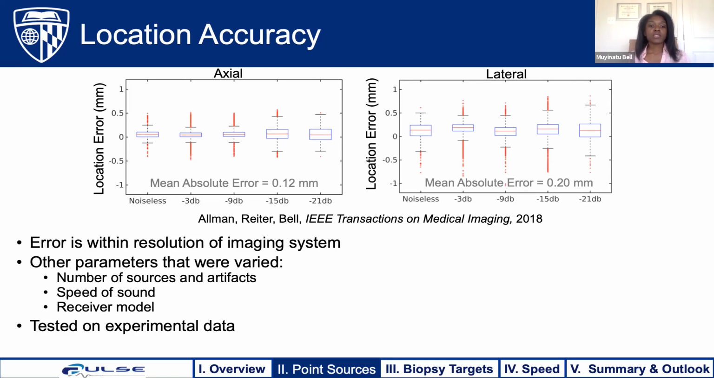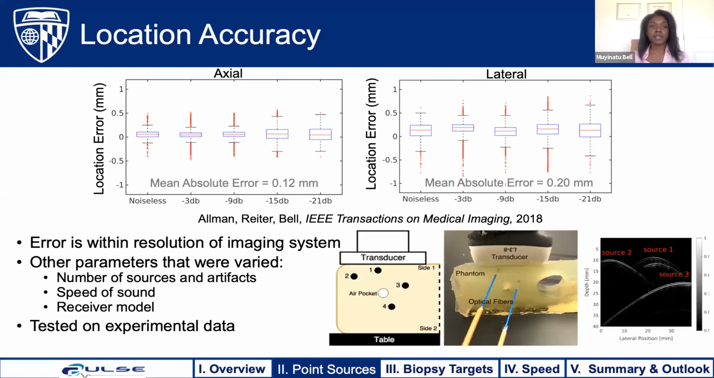And for now, I want you to also be aware that there were other parameters that were varied, such as the number of sources and artifacts that we included during training, the speed of sound of the medium, and we even varied the type of receiver models that we use when receiving these photoacoustic signals. And then after having a well-trained network, we were ready to test it on experimental data.